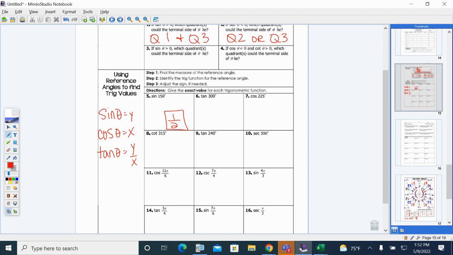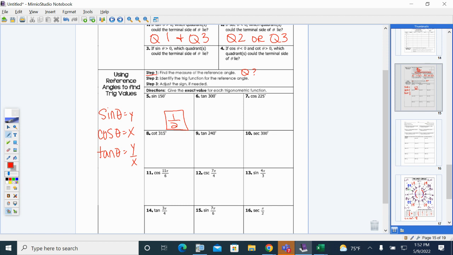The left-hand trick is what I use. And if you look at step number 1, it's kind of important if you're just using your left-hand trick. Find the measure of the reference angle. And I'm going to go one step further. Also identify the quadrant.